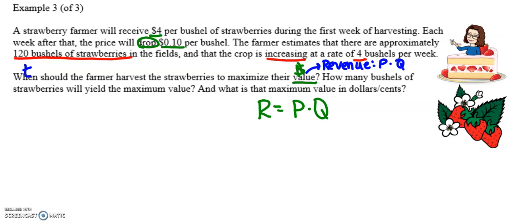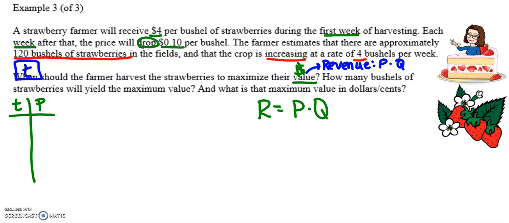So we need to figure out how to get our revenue equation. Instead of P's and Q's, we need to have that revenue equation be totally based on time, because that's what we're trying to look for: when should we harvest our strawberries? So I'm going to use two different equations to figure out how to relate to time, because my information that was given, a strawberry farmer will receive $4 per bushel of strawberries during the first week, and then we drop 10 cents per bushel for each week after that, which means that our price that we are able to sell our strawberries is based on time.